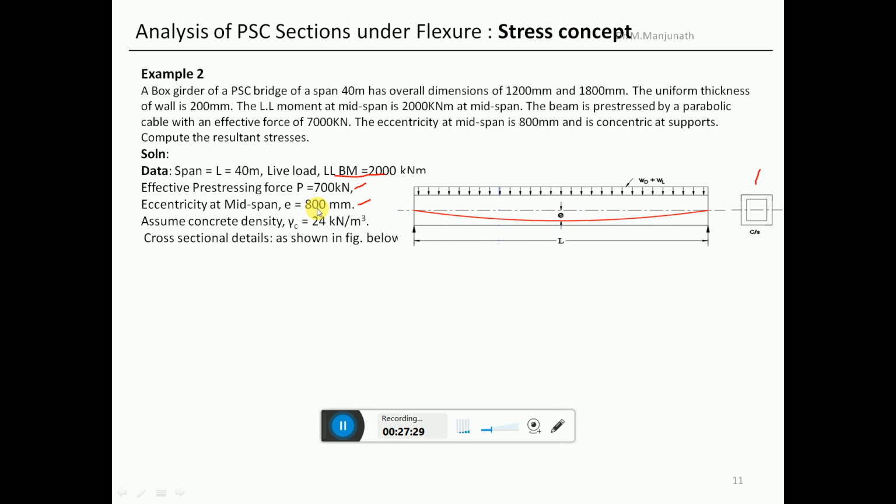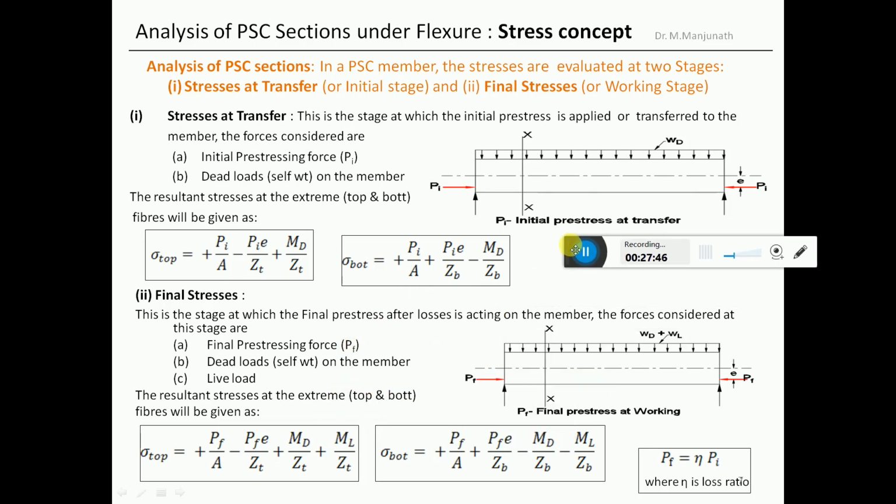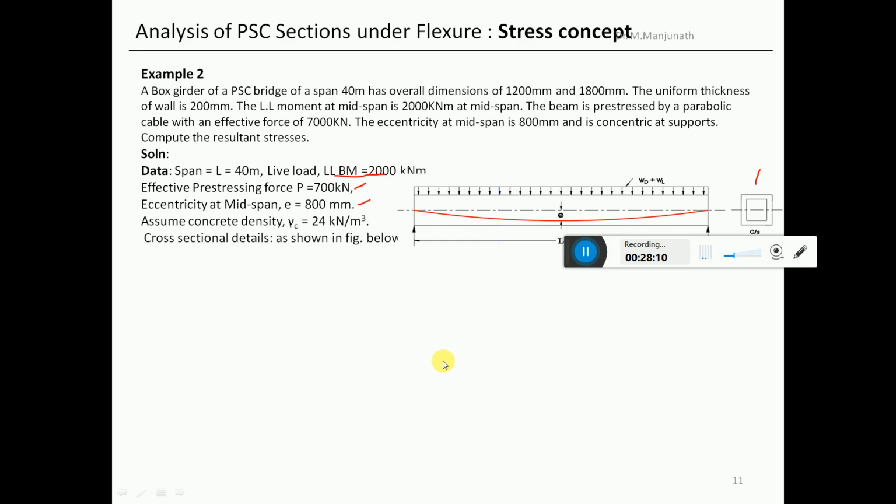And here again we are asked to find the stresses. So we know the process. So once again let us look at the expressions. So here we have these expressions, the stresses at transfer and the stresses at final stage. So knowing these expressions, we can continue with the problem.